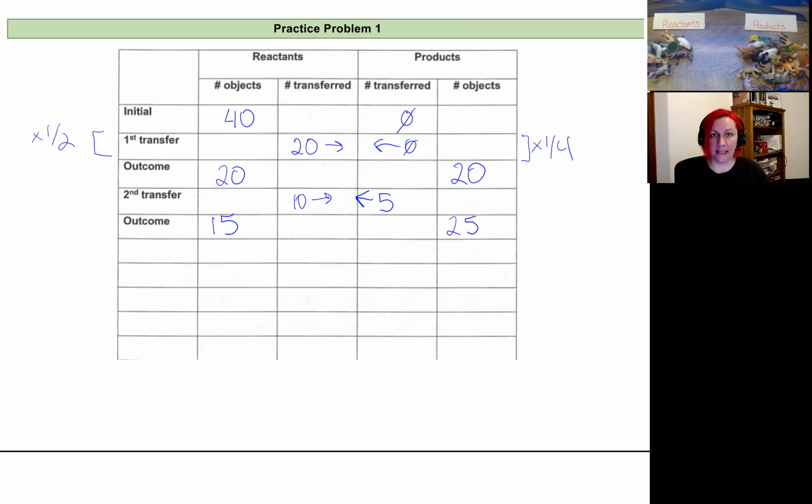And then this will happen again. When I hit a point where I would have a fraction, I'm just going to round up for both of them. So for my next transfer, I'm going to transfer half of my 15. So that'd be 7.5. So I'm going to round that up to 8.